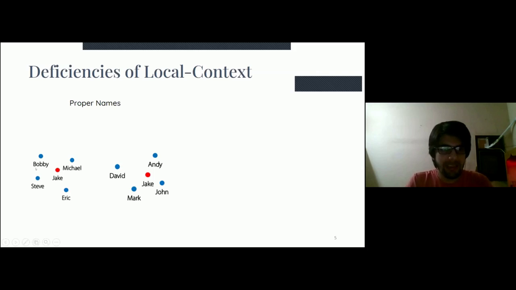So let's say in this language model, its nearest words are Bobby, Michael, Eric, and Steve. And in another language model, the nearest words are David, Mark, John, Andy. So you can see that the nearest words are all proper names. But since they are different names, an algorithm based on the nearest neighbor list will give a quite high ambiguity score to the word Jake, which is not appropriate because the meaning of the word is not changing. It is just a proper name.